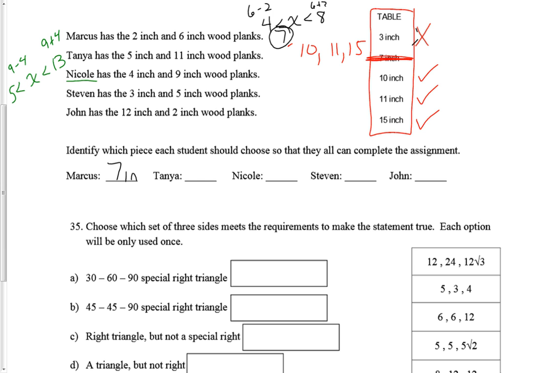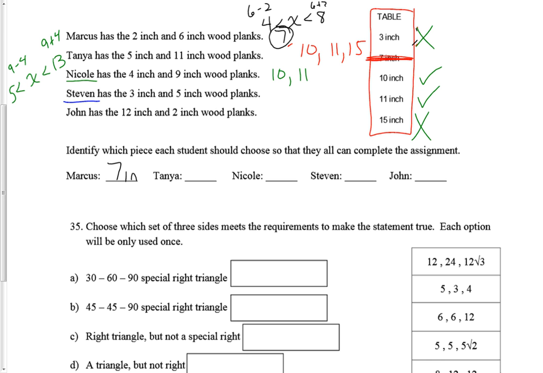So I come over to the table and I figure out what pieces could possibly work for Nicole. Well, 3 is not bigger than 5. 10 is bigger than 5 and less than 13. 11 is bigger than 5 and less than 13. And 15 is not less than 13. So we either have the 10 or the 11 for Nicole. Moving on to Stephen.